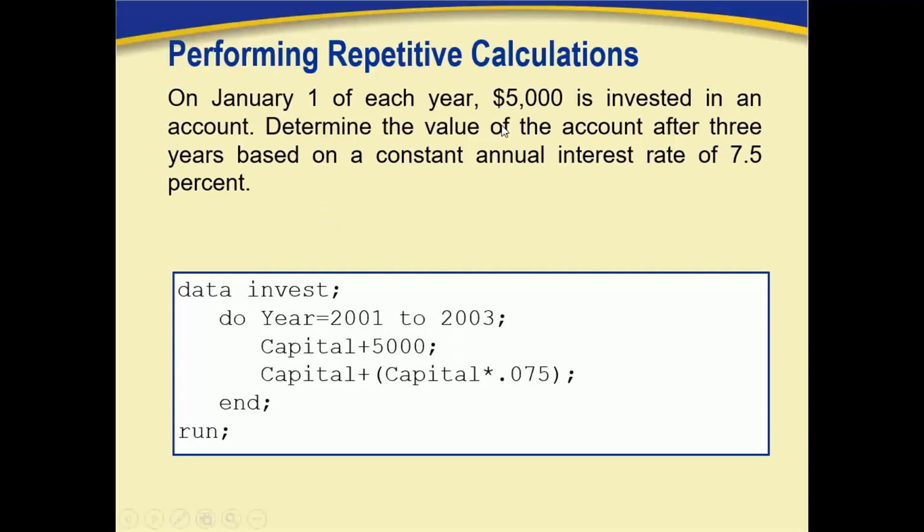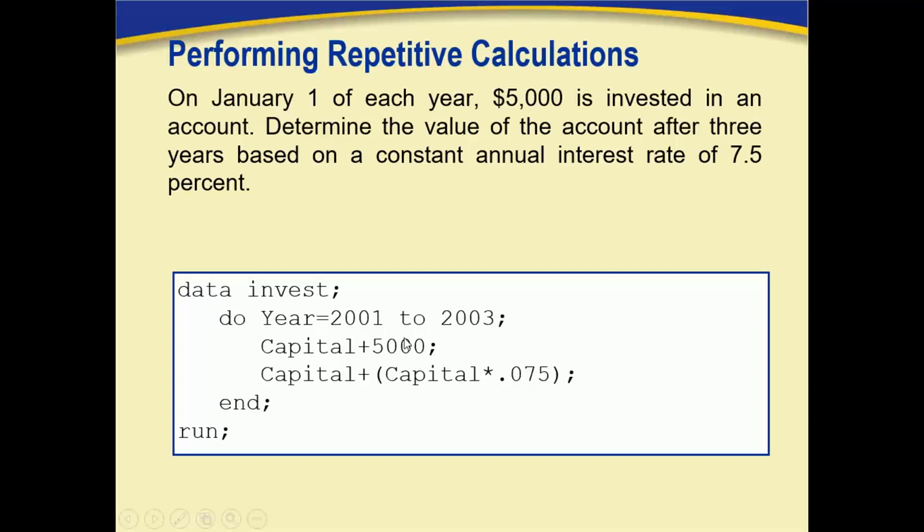So here there is another scenario: perform the repetitive calculations. On January 1st of each year, you are investing $50,000 in an account. Determine the value of the account after 3 years based on the constant interest rate of 7.5. So every year you are investing a constant amount. What is the amount value after 3 years?